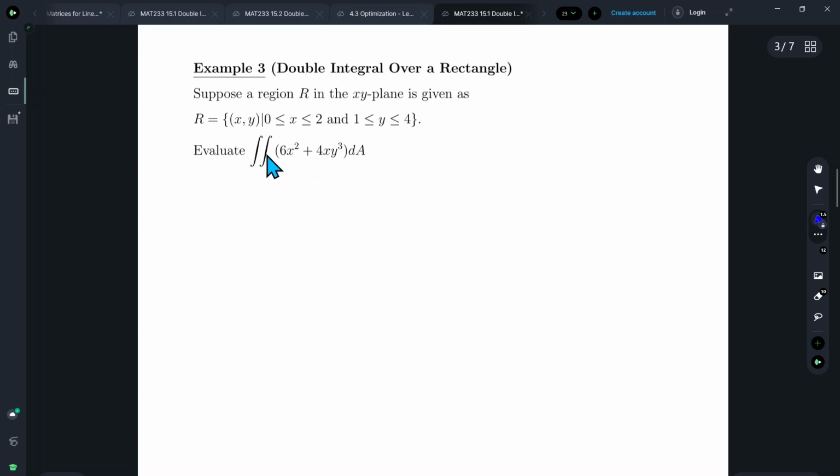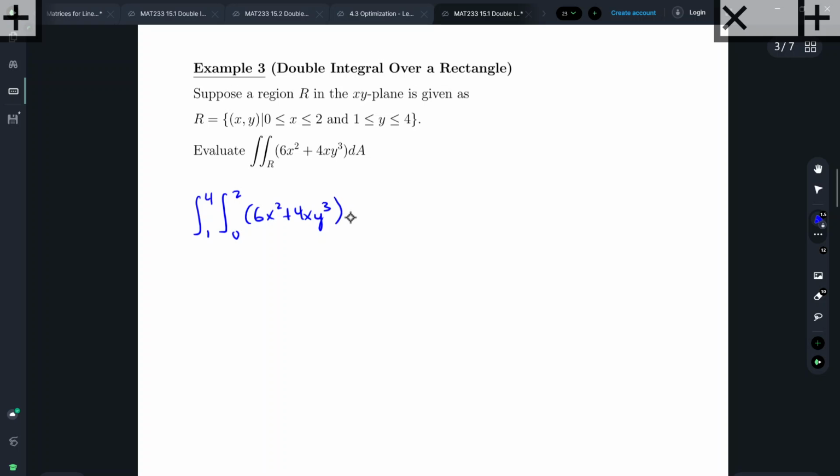Depending on whether you want to integrate with respect to x first or with respect to y first, let's first set up as dx dy. So the outer integral will be y, and it goes from 1 to 4. The inner integral will be with respect to x, so that goes from 0 to 2. The function is 6x squared plus 4xy cubed. Again, the inner integral was x, so we write dx first, and then the outer integral was y, so then we write dy.